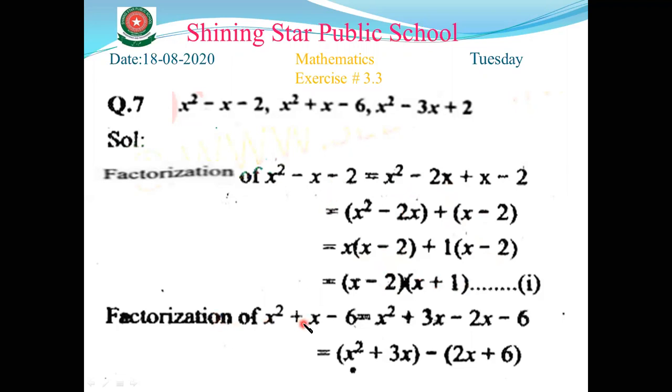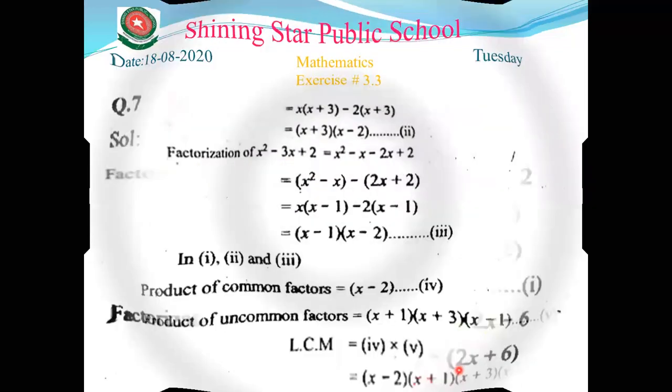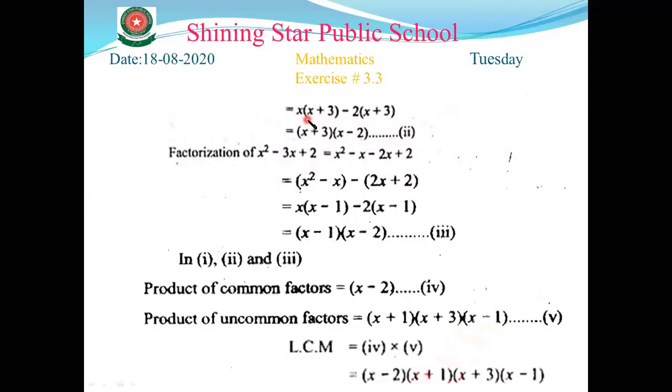Now factorization of the second term. We again find two numbers. The numbers are 3 and minus 2, because when you multiply 3 with 2, it becomes 6, and when you add them, 3 minus 2 is 1. So it will give you x square plus 3x minus 2x minus 6. Okay. Now you can take the common x. It will give you x plus 3 and x minus 2, which is the answer for the second term.